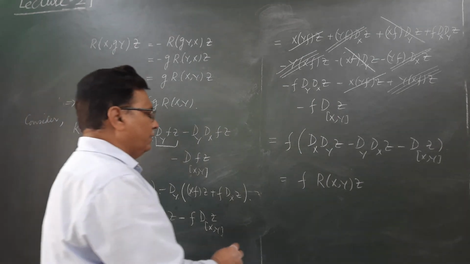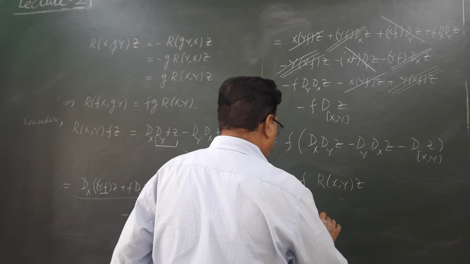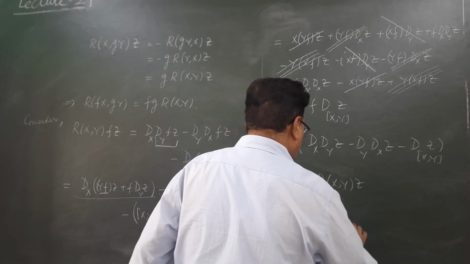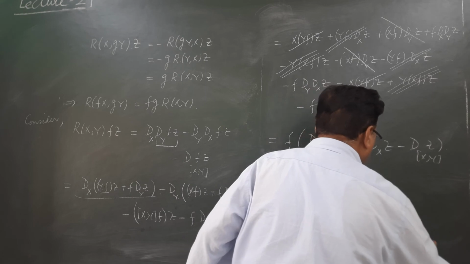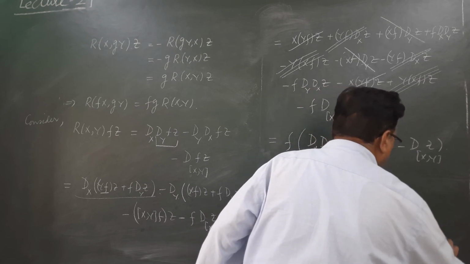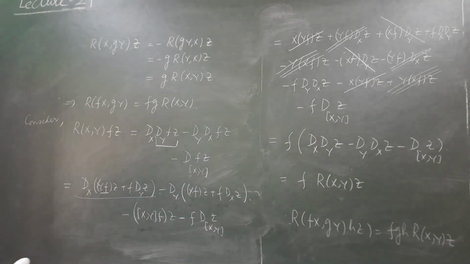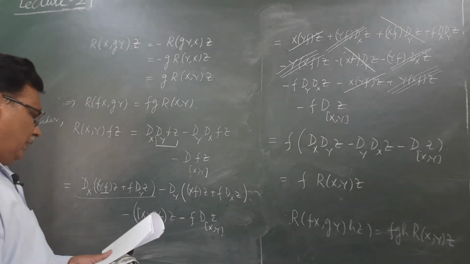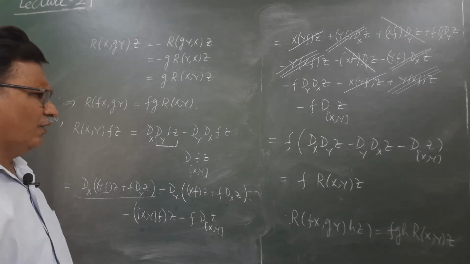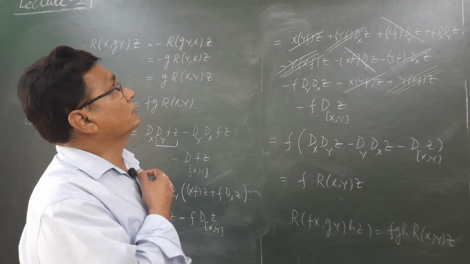So if you combine all of them, you will say that R of fx, gy, hz, all these functions come out, multiplied by R of xyz. So the two algebraic properties of the curvature tensor have been verified. Other things like the local expression, etc., we will discuss in our next lecture. I stop at this point.